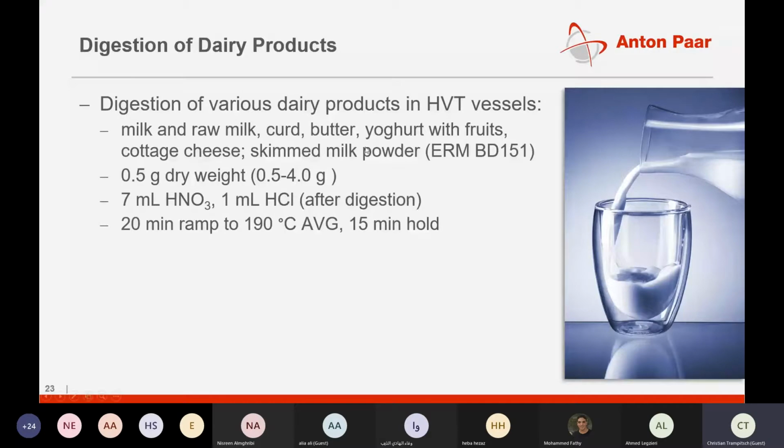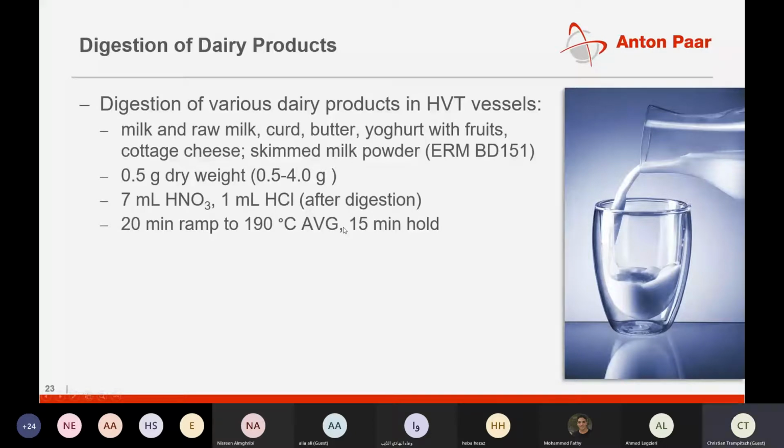The program, a very gentle one, 190 degrees average. Average means that the instrument calculates an average temperature of all the vessels. That means some of the vessels might be slightly above this temperature, some might be slightly below, but overall, all vessels are running in the range of 190. The benefit here is if one vessel, for example, goes up to a very high temperature for whatever particular reason, it will not limit the temperature to the other vessels. So maybe this vessel will run dry, but you still have your other vessels which can be used for analysis, so the digestion will work nicely.